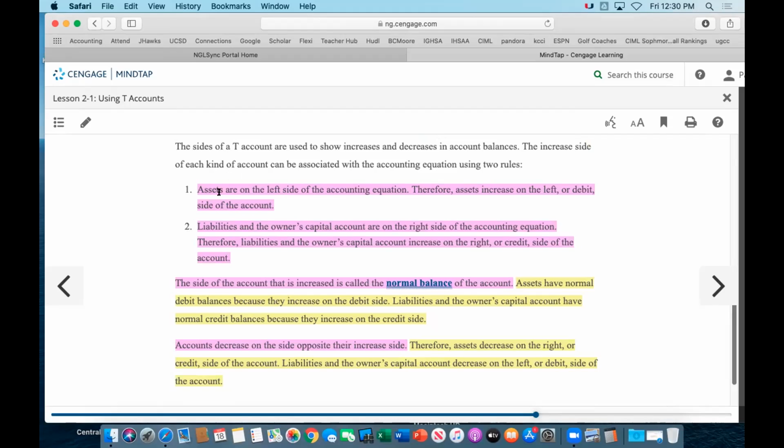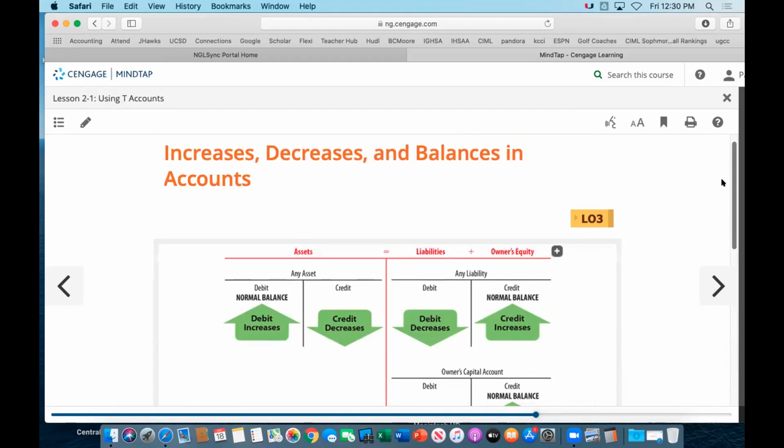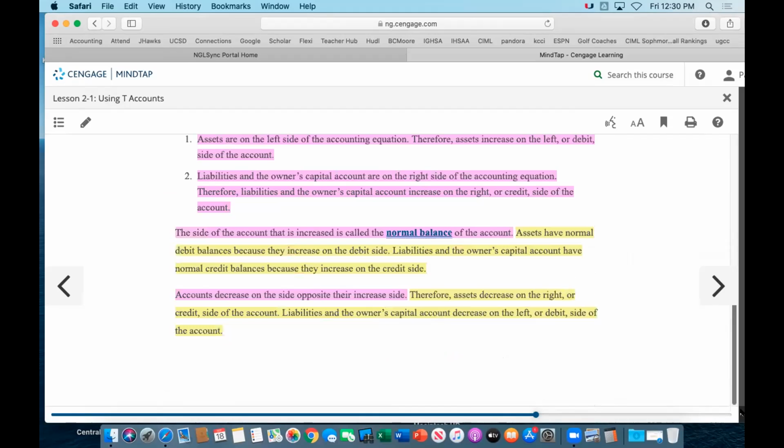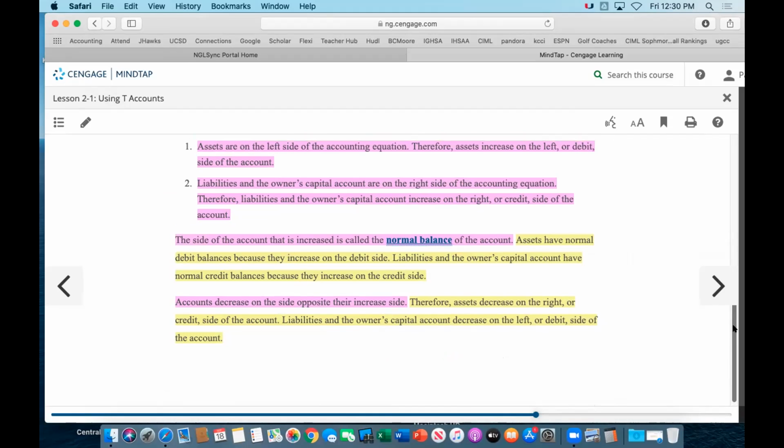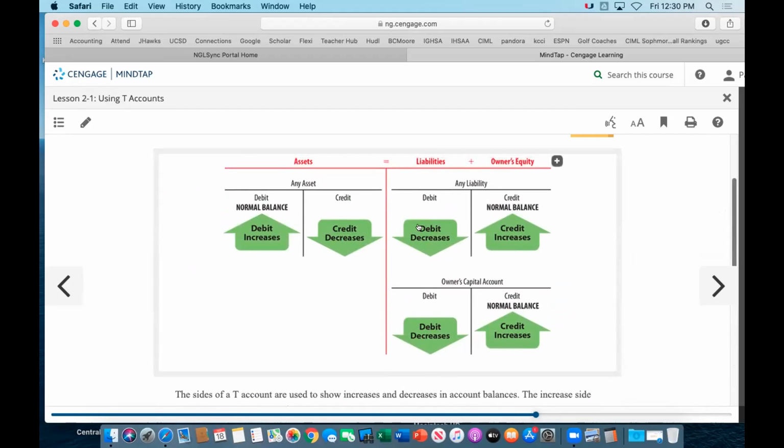This is just telling you what I just talked about, okay? Accounts decrease on the opposite side of their increase side, true or false? True, right? If this side goes up, then this side's got to go down for our T accounts. And they talk about, therefore, assets decrease on the right side, okay? And it says liabilities, owner's equity decreases on the left side. Correct. Because it's the opposite side of the normal balance, the increase side. This chart's helpful in deciphering things.